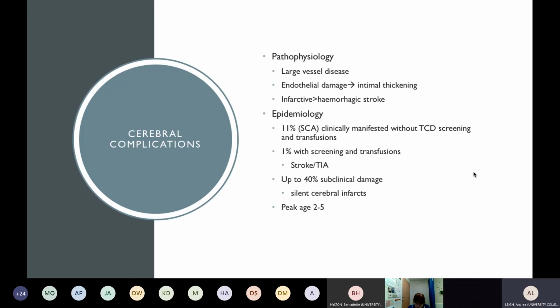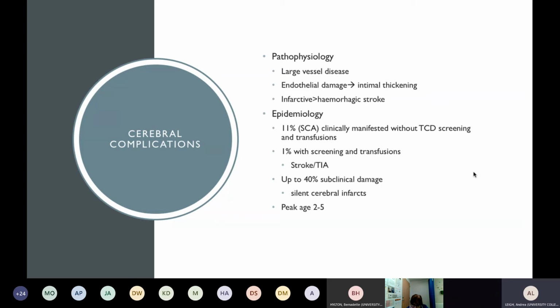Interestingly, it's very common for children to have evidence of subclinical damage to their brain. There was a recent study looking at school-age children, on entry to school, with MRI, looking for evidence of damage we call silent cerebral infarcts. A significant proportion of children do have silent cerebral infarcts. Up to a third of children with SS, sickle cell anemia, will have evidence of silent infarcts by school entry age. Although they're called silent infarcts because they haven't had stroke-like or TIA-like features clinically, they do have an impact.